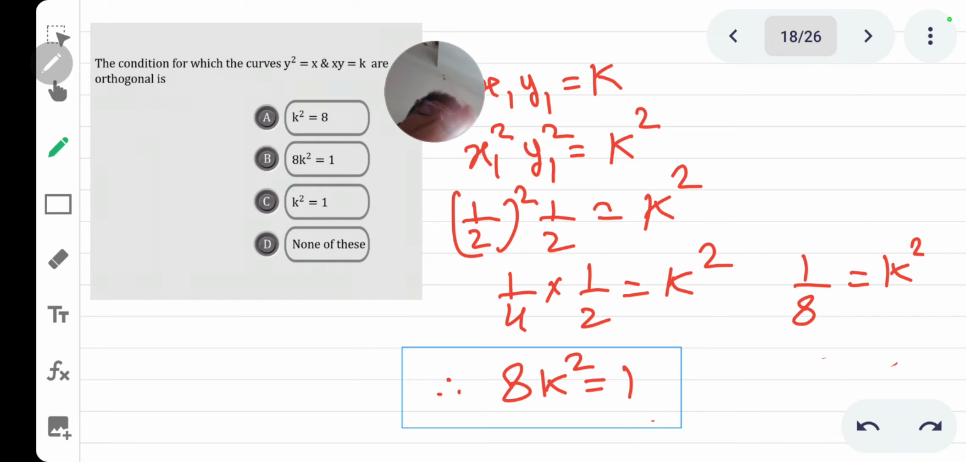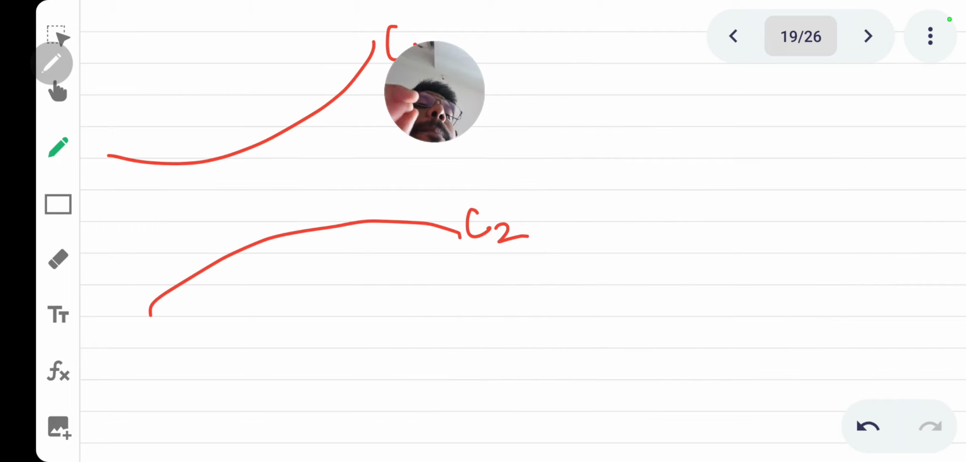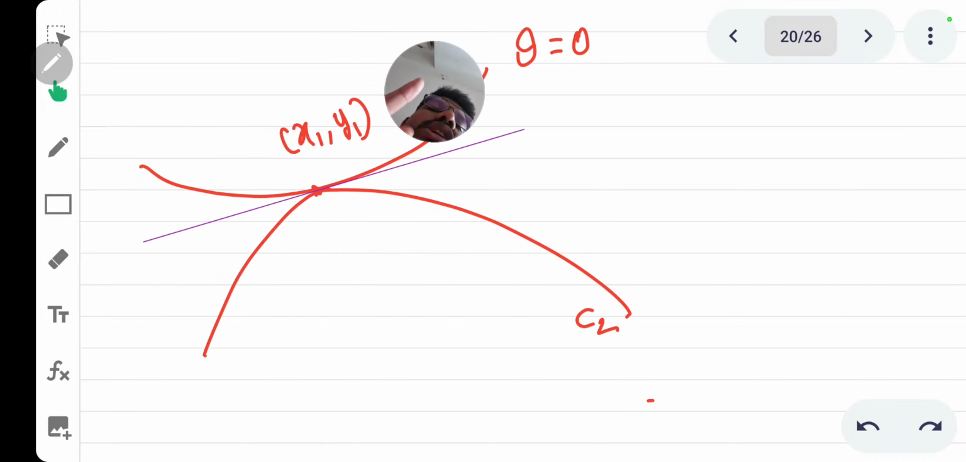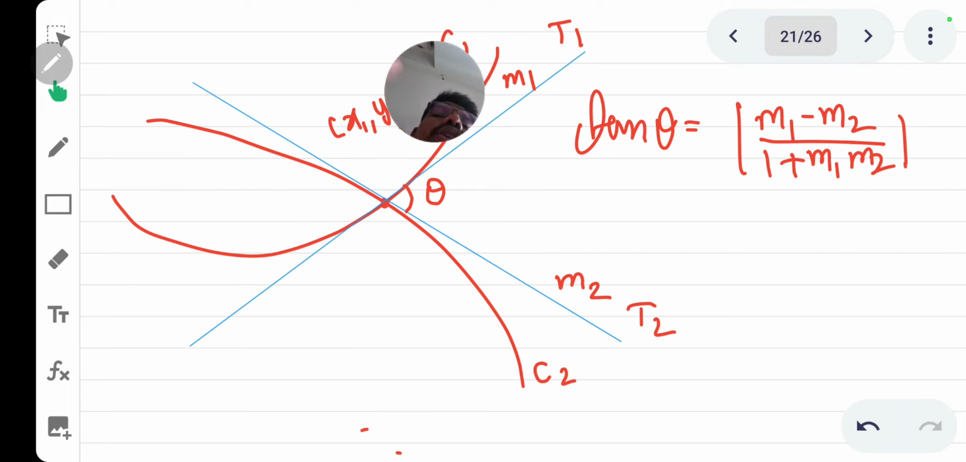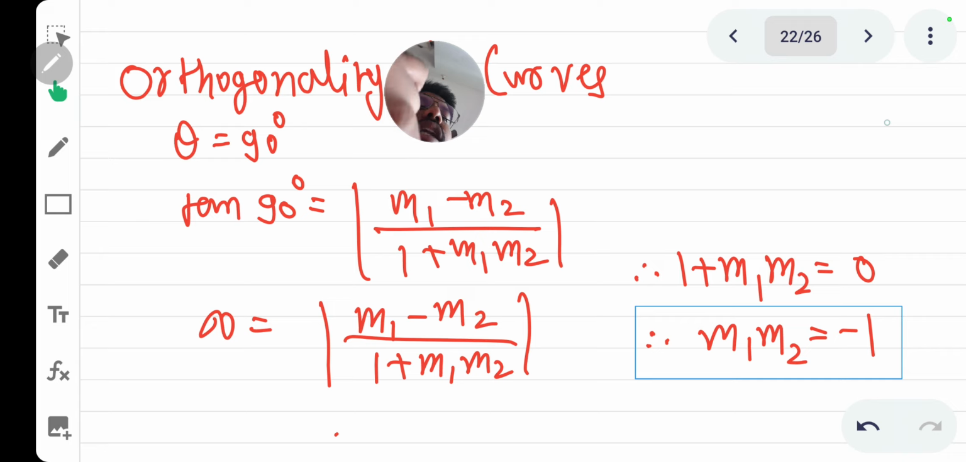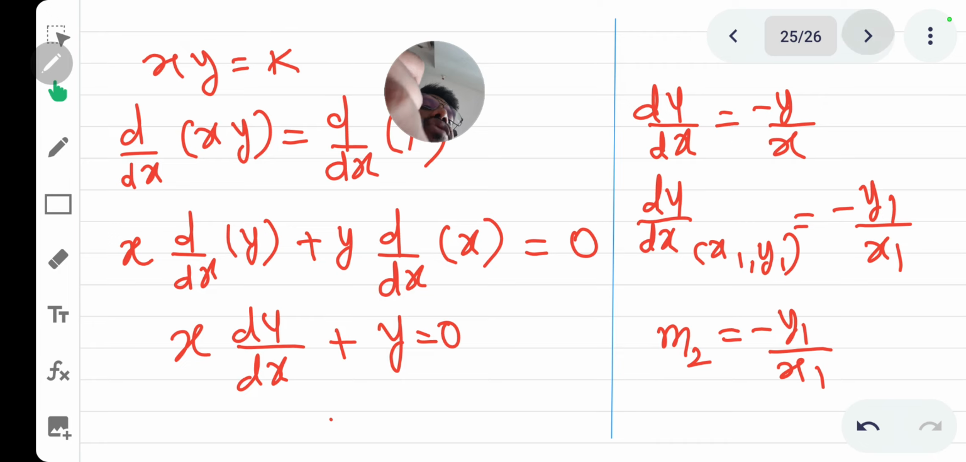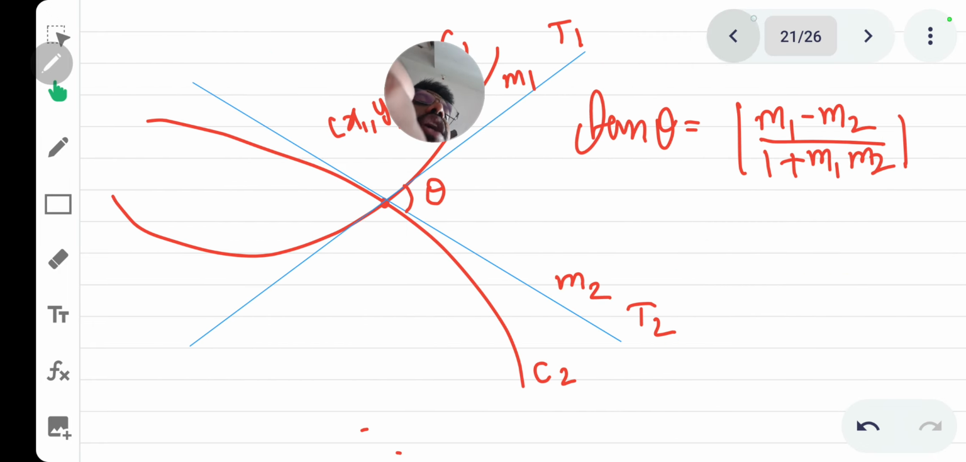Okay, so the whole point of taking this question was making you understand the angle between two curves. When the two curves do not intersect or touch each other, there is no angle between the two curves. When the two curves touch each other, there is only one tangent, so the angle would be 0. When the two curves intersect each other, the formula for angle from the chapter of straight lines is tan theta equals (m1 minus m2) upon (1 plus m1 m2). And when the angle is 90 degrees, you have the product of slopes equal to minus 1. Using that only, I got the value of k squared as 1 by 8 and ultimately 8k squared equal to 1.